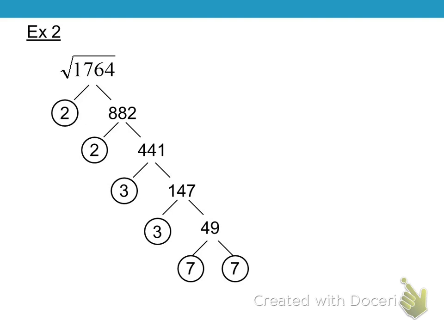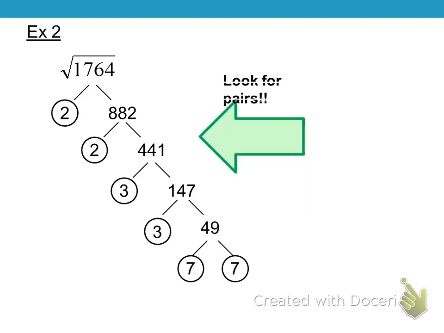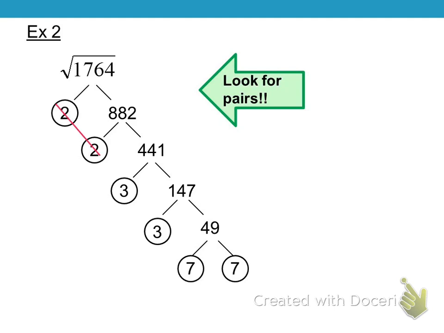Okay. Now, we are looking for repeaters. The 2 and the 2 repeat. The 3 and the 3 repeat. The 3 and the 3 repeat. The 7 and the 7 repeat. Now, when a number repeats, you bring it out of the radical, but you only have it once. So we're going to have 1, 2. We're going to have 1, 3. And we're going to have 1, 7. What's 2 times 3 times 7? 42. Good.